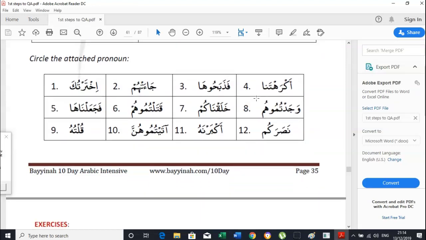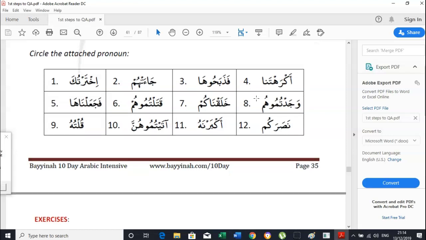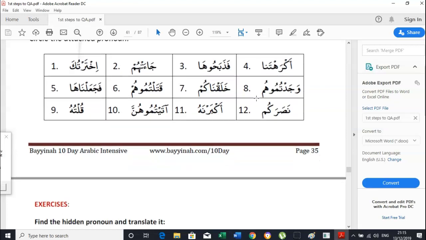جاءتهم. Hum, very good. جاءت, we're just doing a bit extra here. What pronoun is inside جاءت? Very good. Which is, in English, she. فذبحوها. Ha. Okay, ذبحوا. Pronoun inside? They. Okay, good. They slaughtered it. Okay, that's what it means. أكرهتنا. Very good. أكرهت. What's the pronoun inside of that? Anta. And so on, yeah?